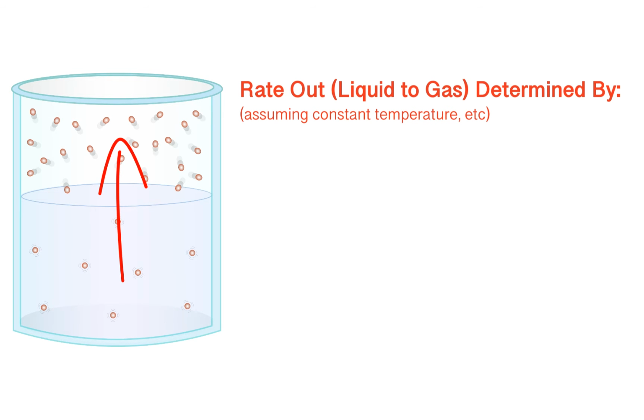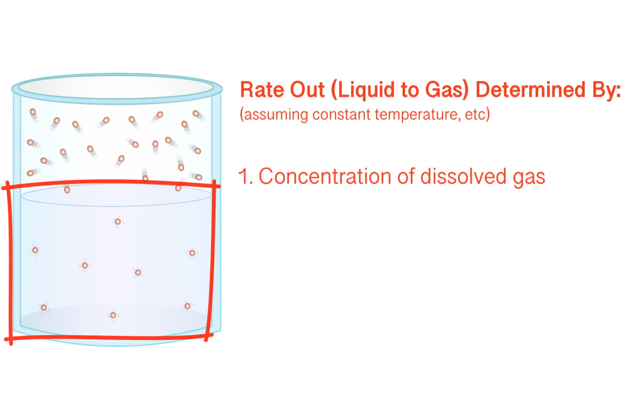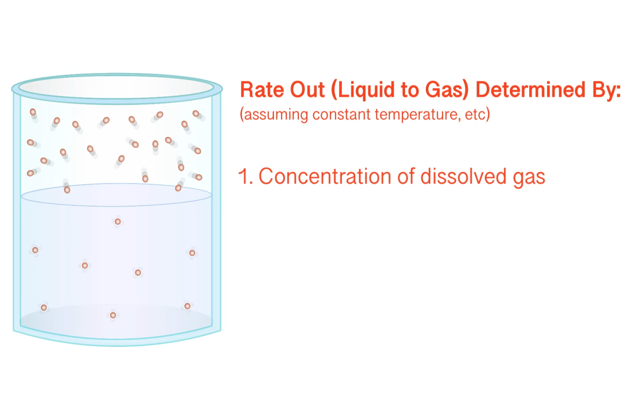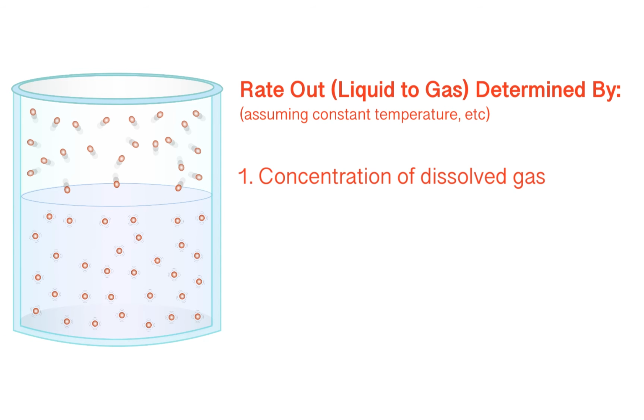First of all, it's based on the concentration of the gas molecules dissolved in the liquid. If there is a low concentration of gas molecules, this produces a low rate out. Conversely, if there's a very high concentration of these gas molecules dissolved in liquid, the probability that gas molecules will reach that air-water interface will be elevated, therefore there'll be a greater rate out.